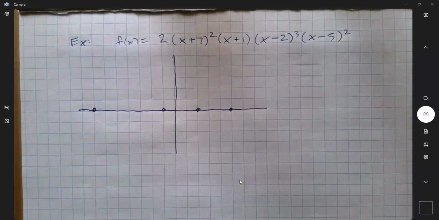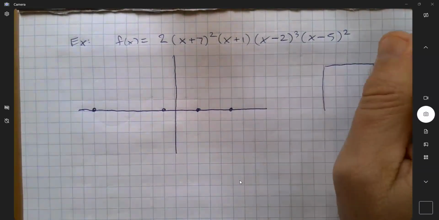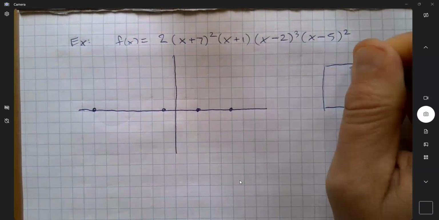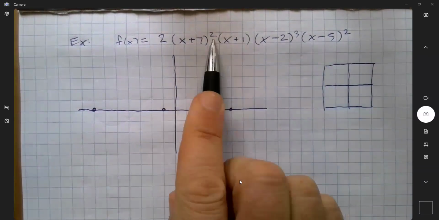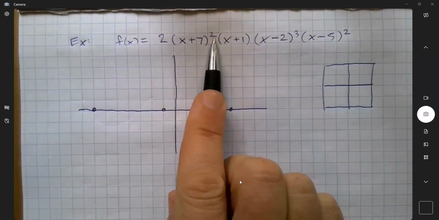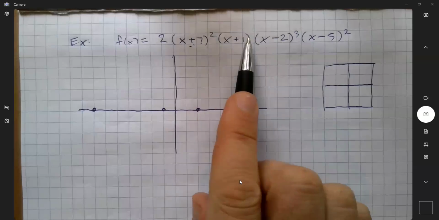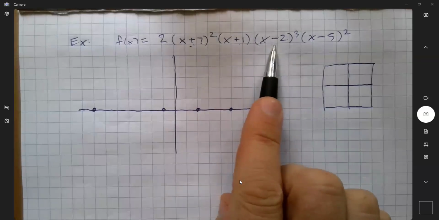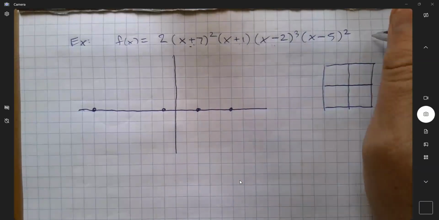Now let's get our end behavior from our degree and our leading coefficient. To get the degree, we count the number of factors and we repeat based on the power. So we have 2 x plus 7s, 1, 2, 3, 4, 5, 6, 7, 8. I believe this is going to be an 8-degree polynomial.